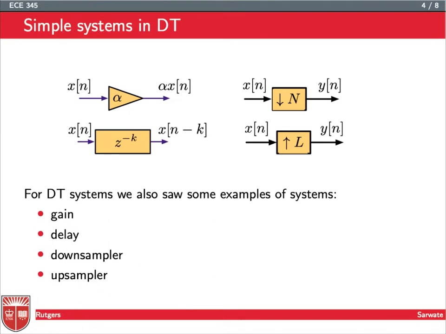For discrete time systems, we also saw some of these examples, the simple gain as before. We also had this delay. This time we wrote it as z to the minus k, which is going to come up when we talk about z transforms. So we can just think of this again as delay of k if you prefer. And then we have the upsampler and the downsampler that we saw before. And those are also examples of systems.